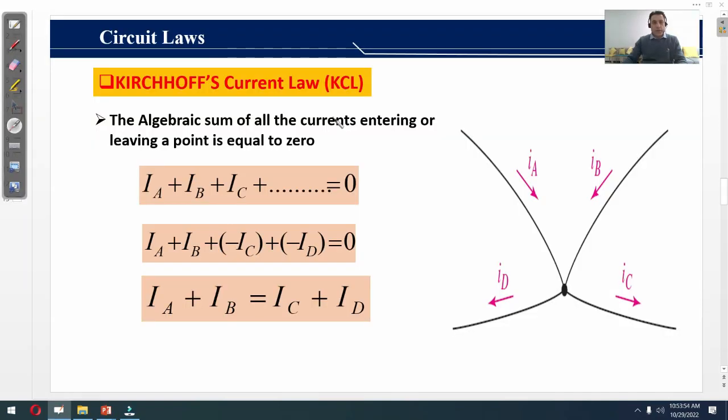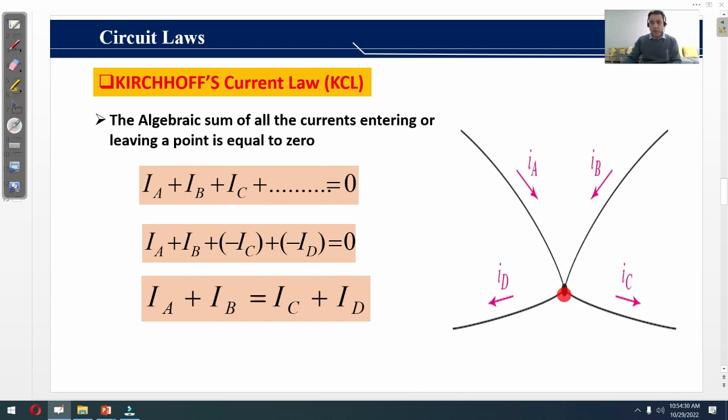Kirchhoff's current law says that the algebraic sum of all the currents entering or leaving a point is equal to 0. This is shown by the following expression: IA plus IB plus IC is equal to 0. IA, IB and IC are the currents leaving or entering a point or a node. So let's consider this figure and try to understand Kirchhoff's current law further.